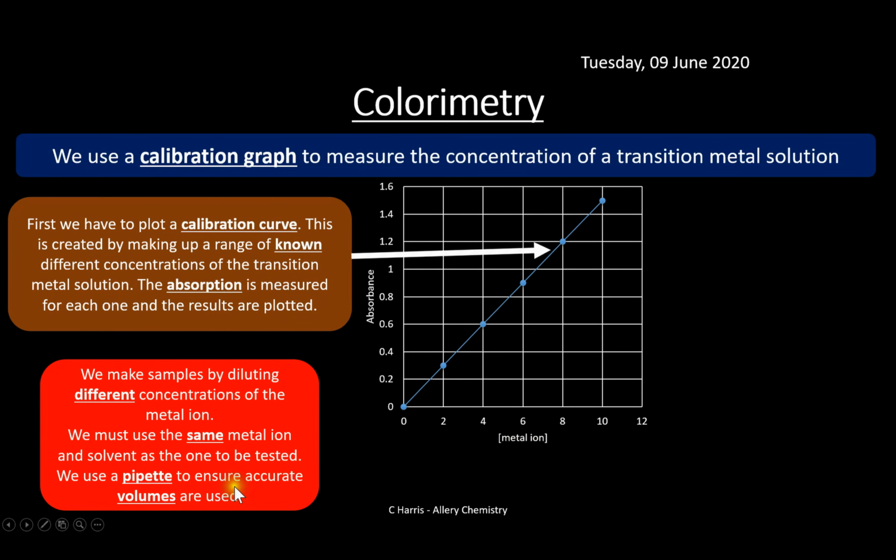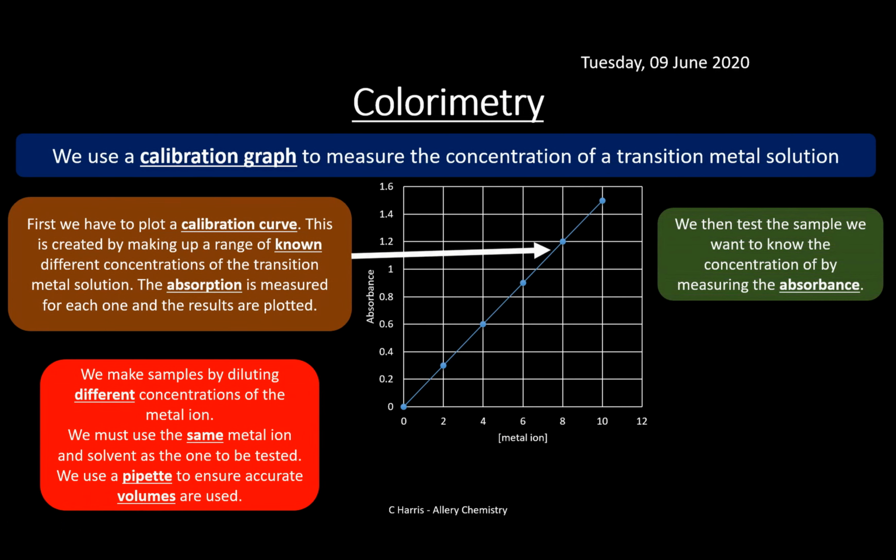Okay, and we use pipettes to measure the volumes of these known samples that we're making up here. We use a pipette to do that. Okay, so we then test the sample that we want to know. So we've got our known samples here. We've made up a range of different concentrations, measured the absorbance, and plotted them on this graph.